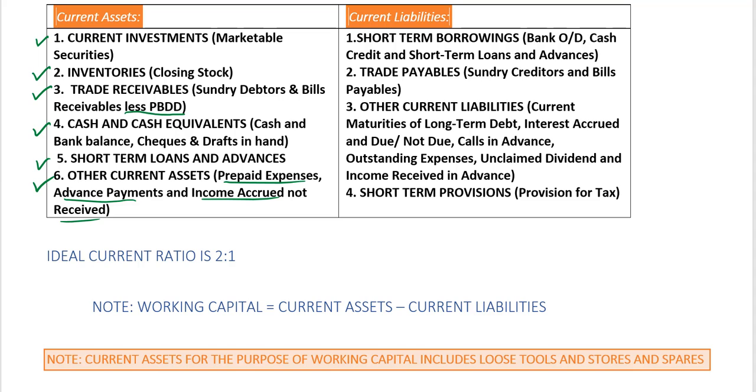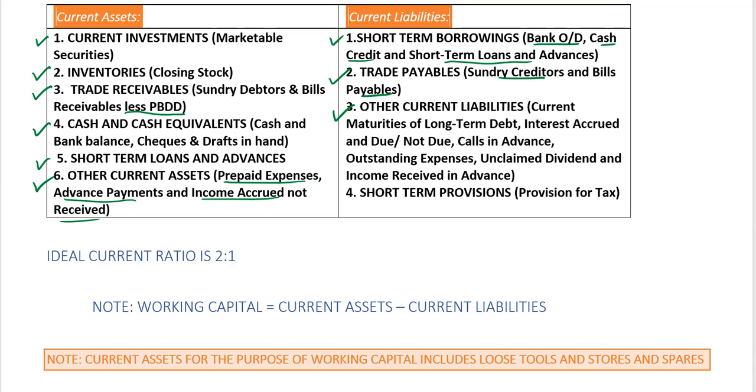Let's move on to the amounts which we will add to arrive at the current liabilities. We will take the short-term borrowings. It could also be specified as bank overdraft, cash credit or any other short-term loans and advances. We will take the trade payables, that is the sundry creditors, and also the bills payables. Other current liabilities will be included.